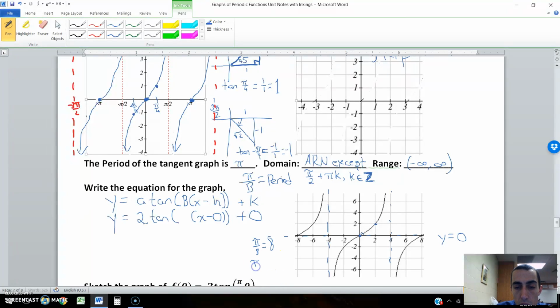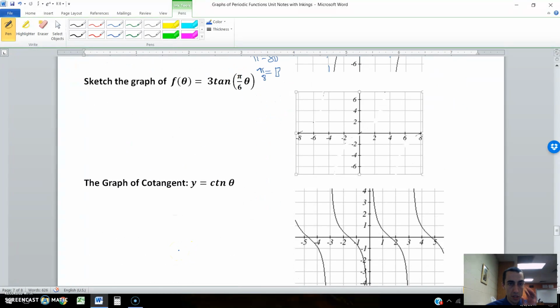Let's multiply both sides by b, and then divide both sides by 8. That would give us pi over 8 must be our b. And of course, you can clean this expression up by rewriting this as 2 times the tangent of pi over 8 times x. Then x minus 0 is the same as x. Plus 0 you don't need to write. And so we've got that one.